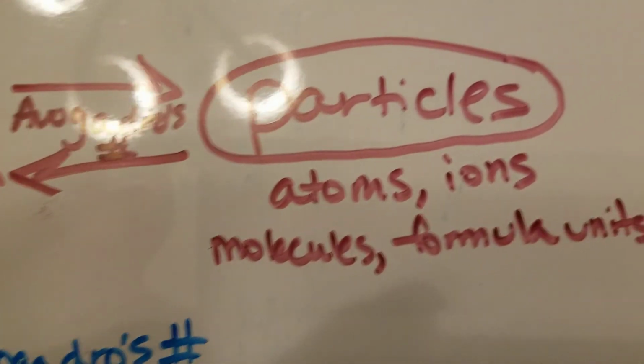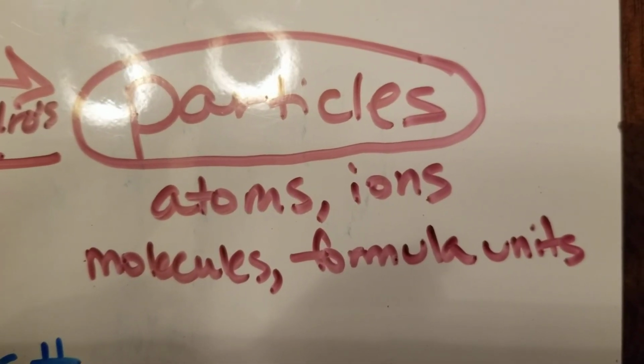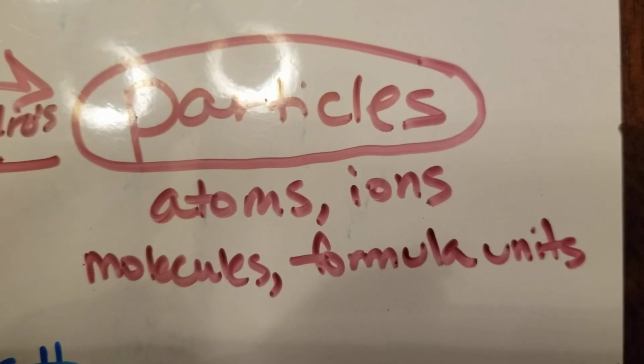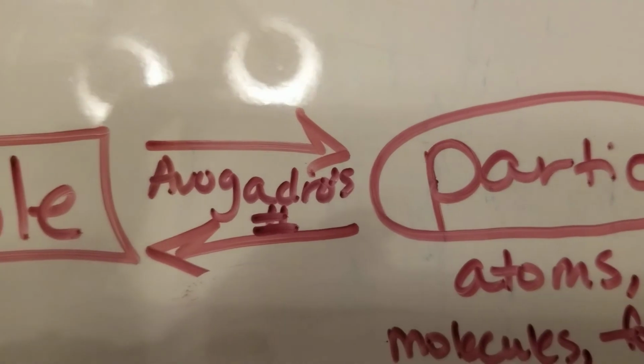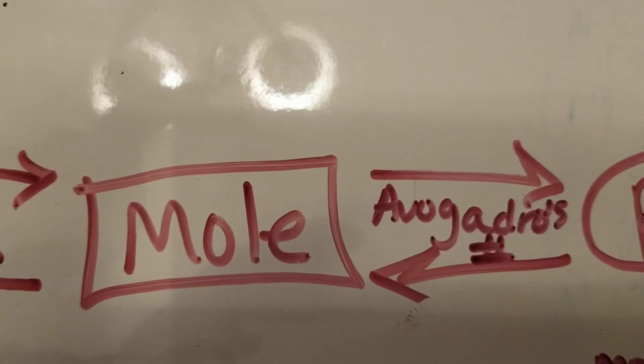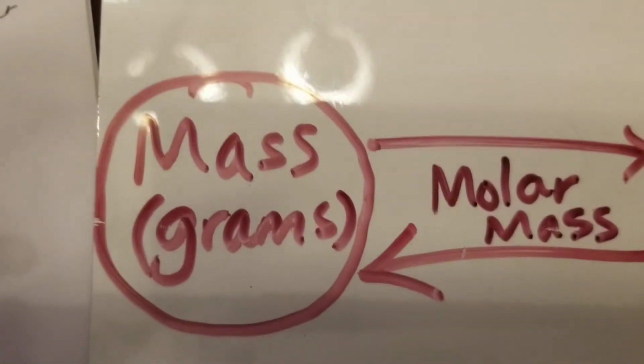So again, we're talking about particles: atoms, ions, molecules, formula units. Make sure that you understand that those are all types of particles and that you would use Avogadro's number to do conversions to moles. Now, over here on the other side, we have mass in grams.